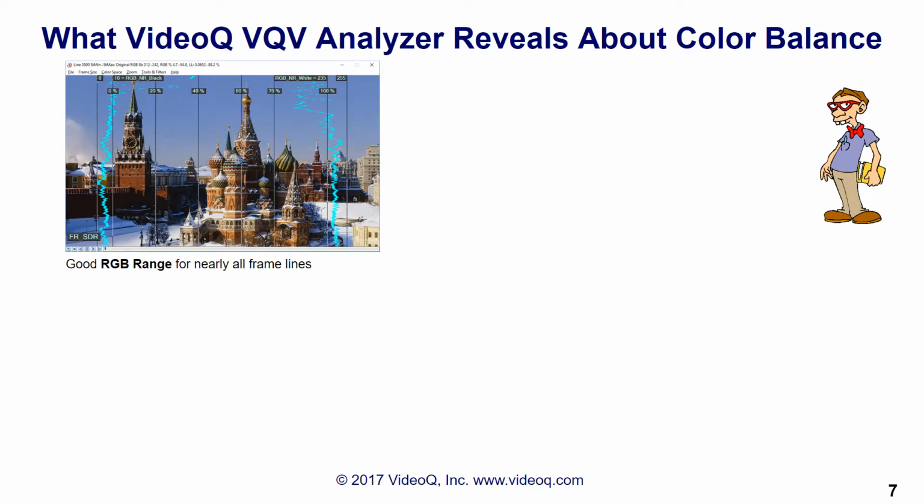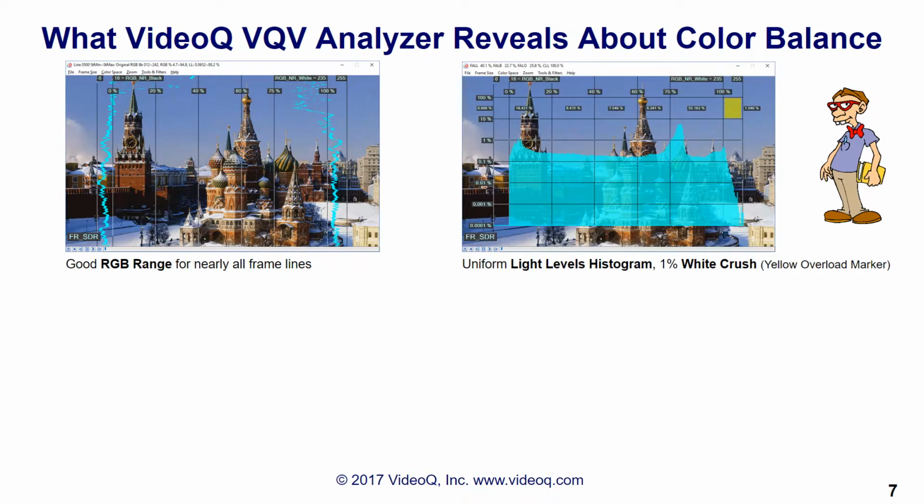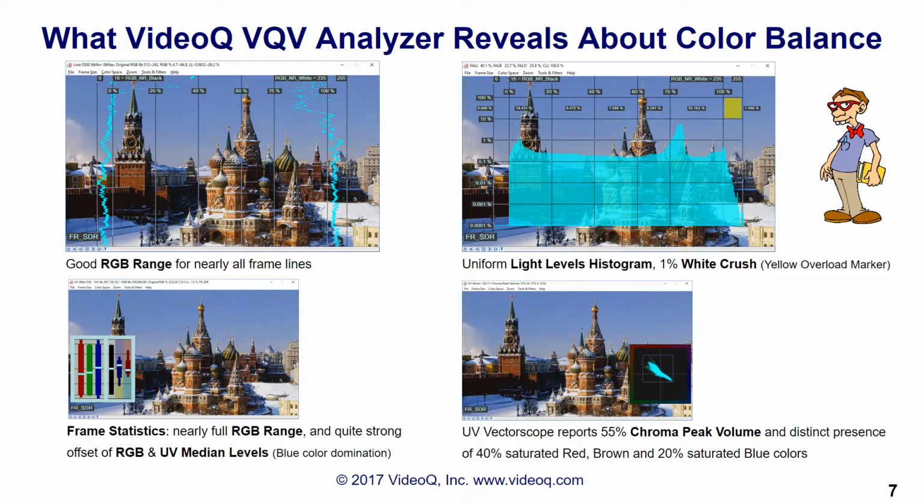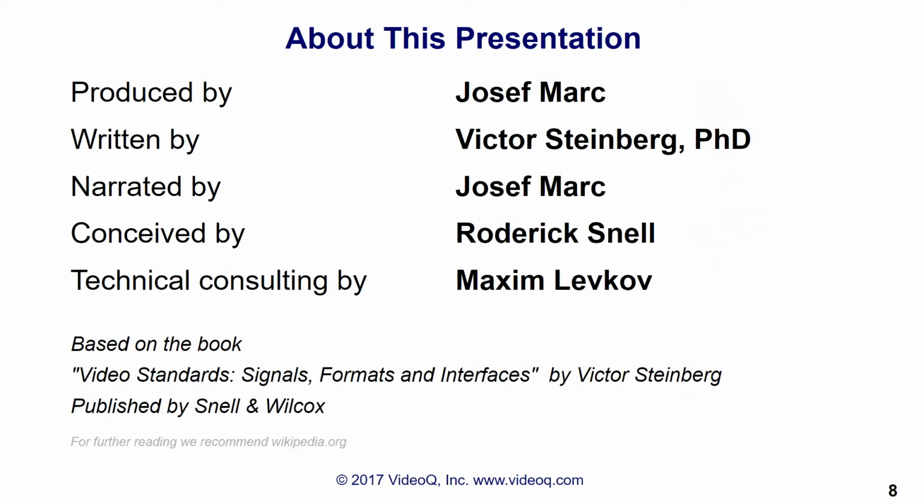We measured this image's parameters using VideoQ's VQV software viewer analyzer. The results are good RGB range for nearly all frame lines, uniform light levels histogram, full RGB range and quite strong RGB and UV median levels offset, caused by blue color domination, UV vector scope showing 55% chroma peak volume, and distinct presence of 40% saturated red, brown, and 20% saturated blue colors.